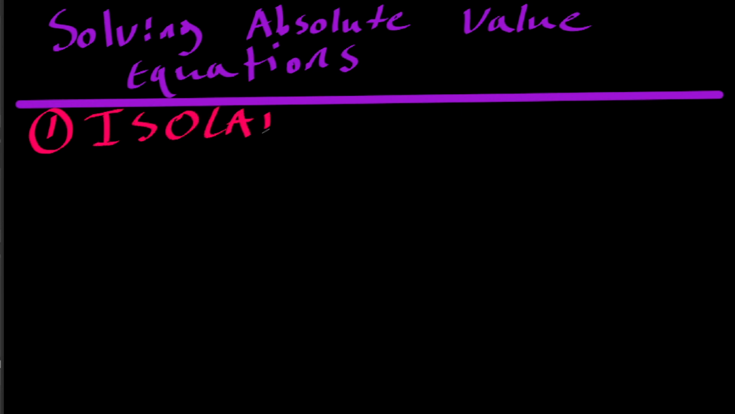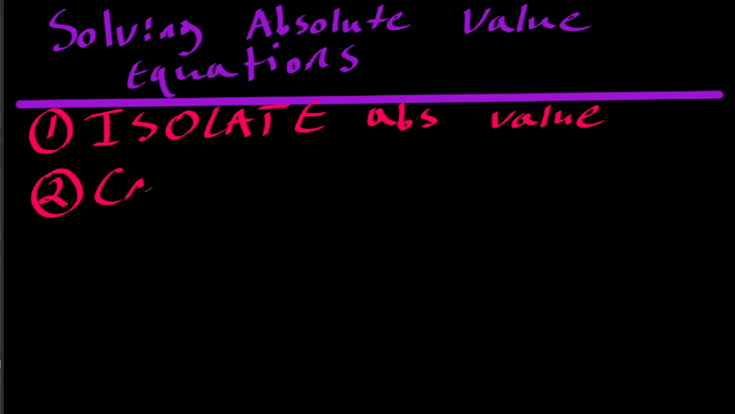I'm going to put it in all caps just to let you know it's important. We're going to isolate the absolute value sign or absolute value expression. So isolate the absolute value. That means we need to get the absolute value on one side by itself. I'll show you what that means. All right.